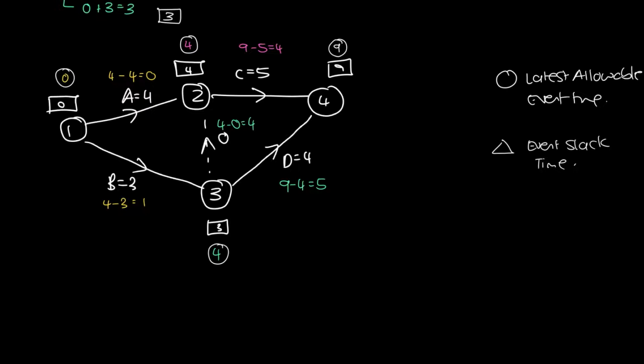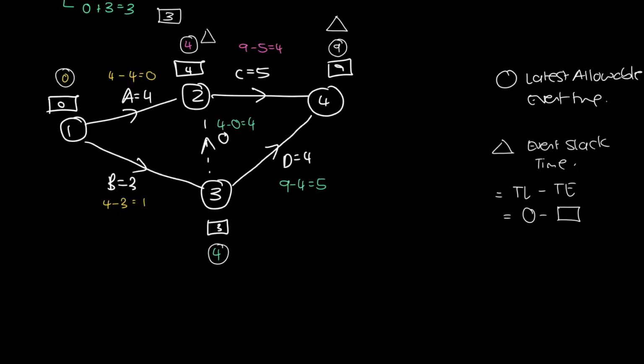Can you start one a little bit later? Is it allowable, versus one where you absolutely cannot start it later? So again, it is the latest allowable event time minus the earliest event time, which is the circle minus the rectangle. We're going to fill in all the slack times, and they're just going to be triangles.